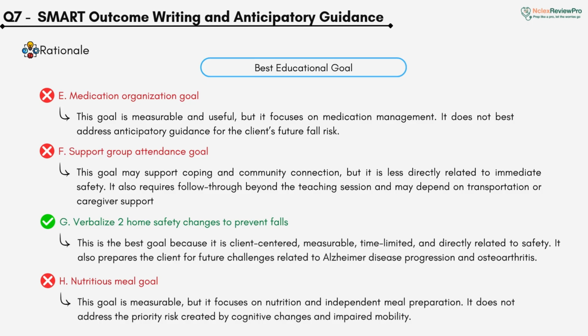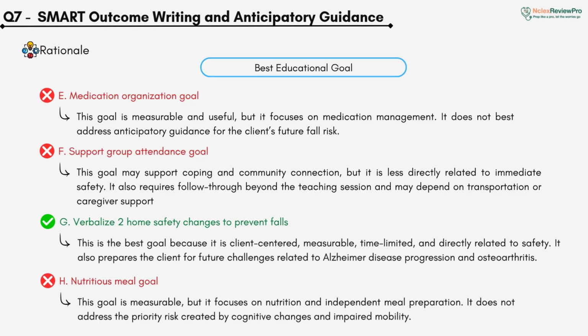Option F, the client will identify and attend a support group meeting for clients with dementia by the end of the month. This is incorrect. This goal may support coping and community connection, but it is less directly related to immediate safety. It also depends on follow-through beyond the teaching session, and may depend on transportation or caregiver support.